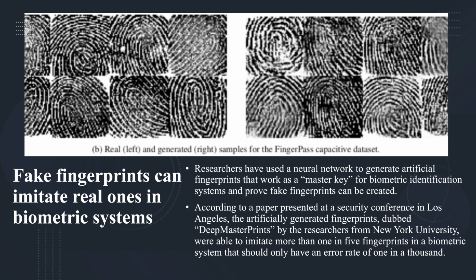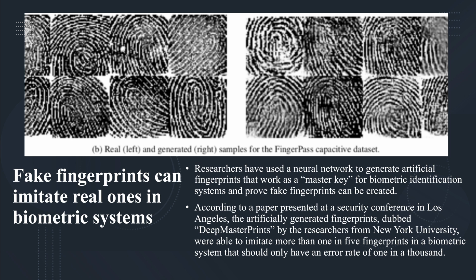In addition, there has been research done on using fake fingerprints to imitate real ones in biometric systems. Researchers have used a neural network to generate artificial fingerprints that work as a master key for biometric identification systems and prove fake fingerprints can be created. This was a paper presented at a security conference in Los Angeles.